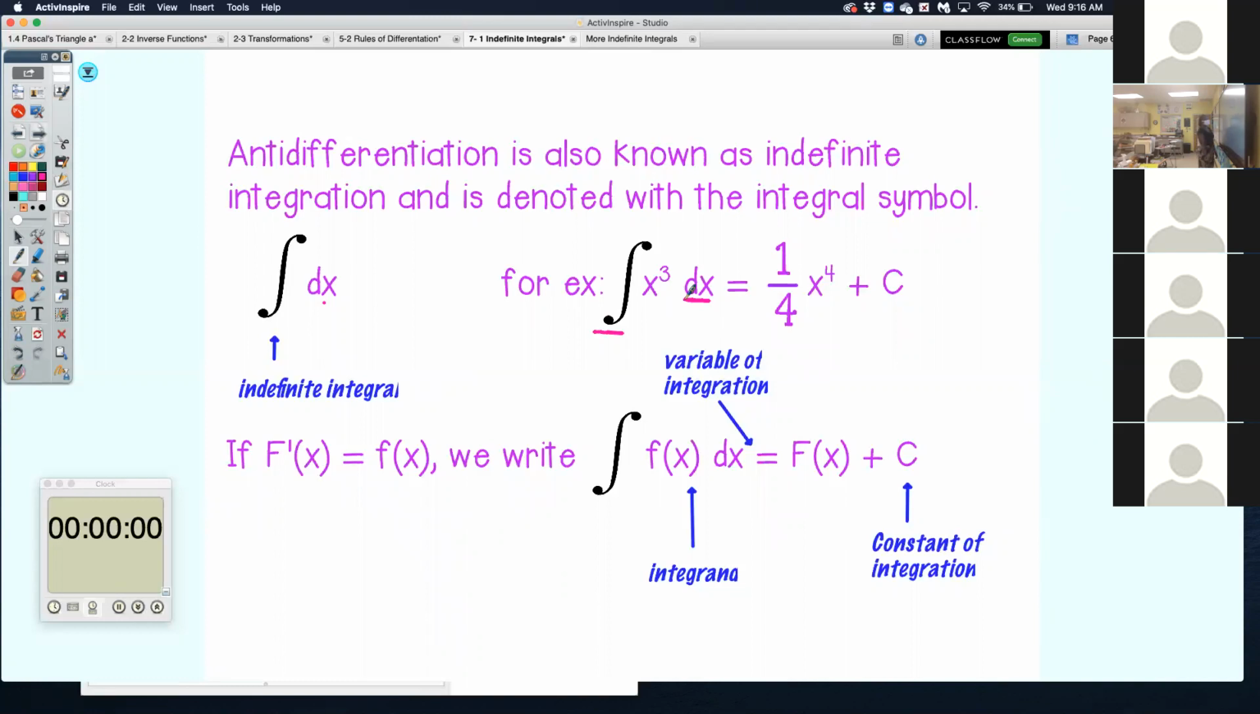Another way to represent going backwards, doing the indefinite integral. Let's say if capital F prime of x equals f of x, then we write the integral of that function, dx, and it would equal the antiderivative or the indefinite integral plus c. Remember, c is the constant of integration. The slide is the proper notation of how you can write an indefinite integral.